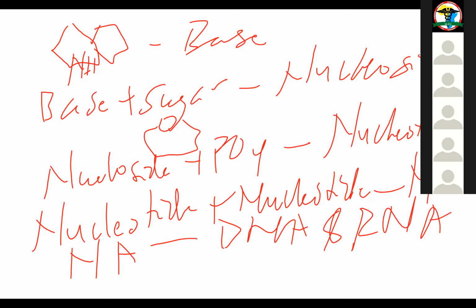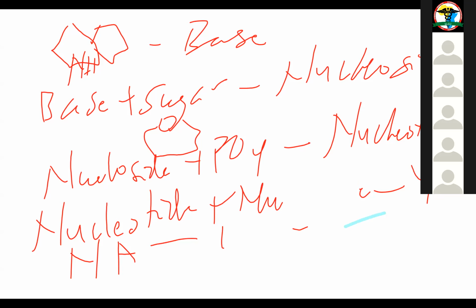The first step is the base. Then you pick the base and add sugar to it. Instead of calling it a base, due to the addition of sugar, it's now a nucleoside. You pick the nucleoside, add phosphate to it, and it becomes a nucleotide. Then you pick 2, 3, 4 nucleotides together, and they become a nucleic acid. An example of nucleic acid is DNA or RNA. Do you understand it now?